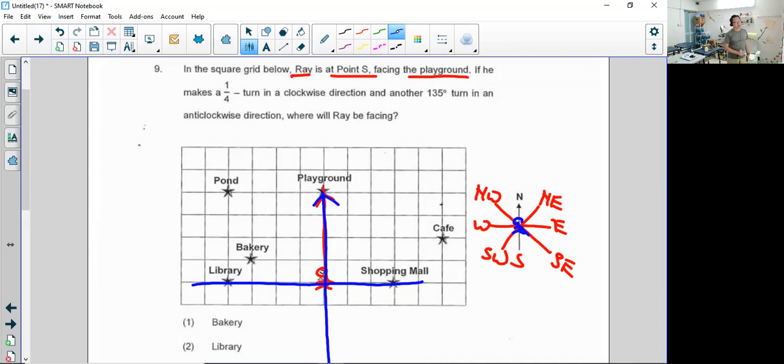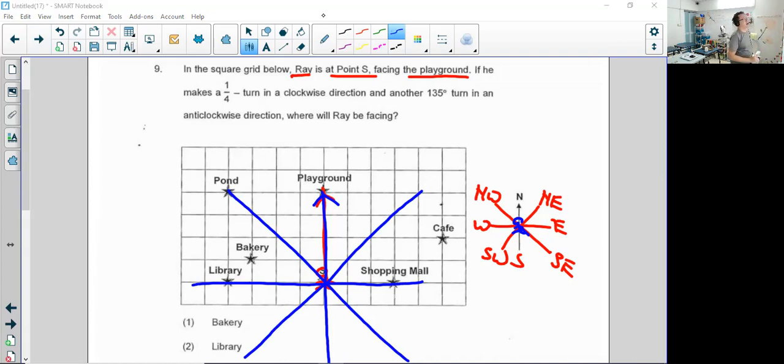And I can also draw what? I can also draw an 8-point compass inside here. Make sure the diagonal line cuts the square into half. So over here, you can see that there's something like that. So you actually draw the compass right in the diagram. Okay, now we can try to find where he will be facing.